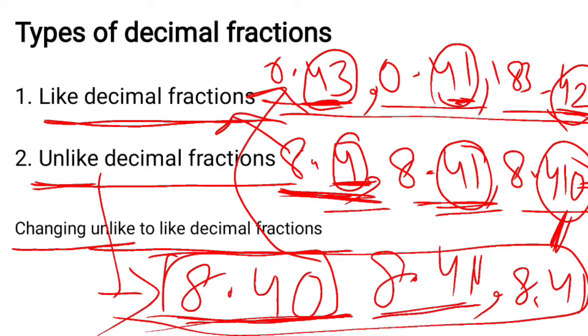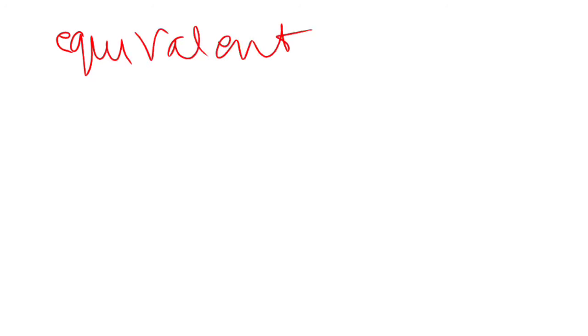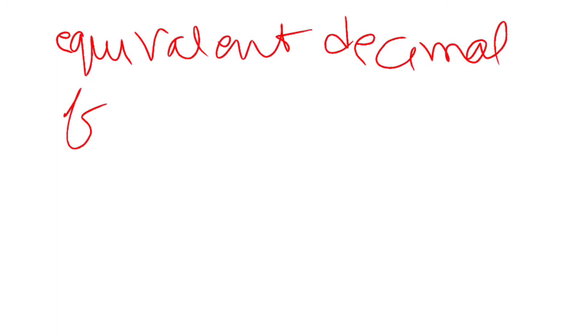Okay, now move to the next topic. Now after unlike and like decimal fractions, we will cover a topic that is equivalent decimal fractions. So what is an equivalent decimal fraction? Any decimal number is said to be an equivalent decimal fraction when it has the same value. Okay, I'm telling you an example so that you can understand.